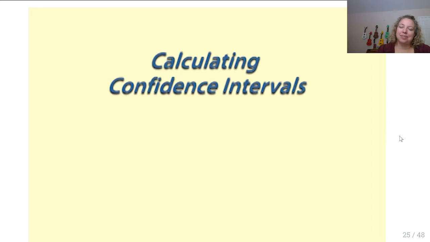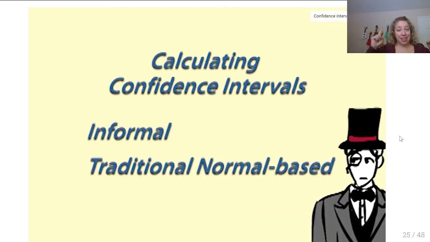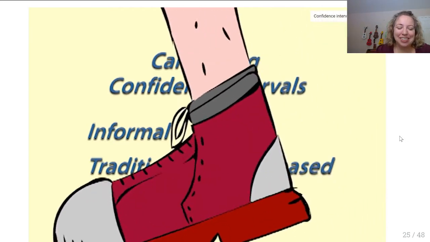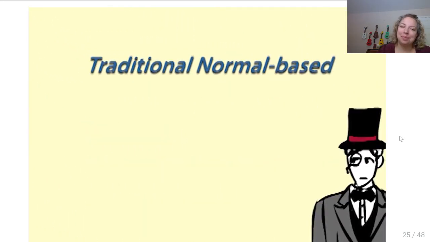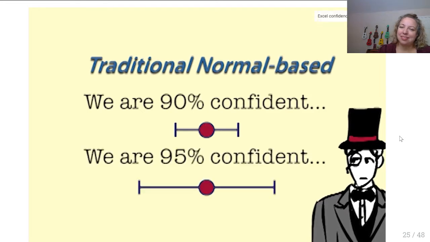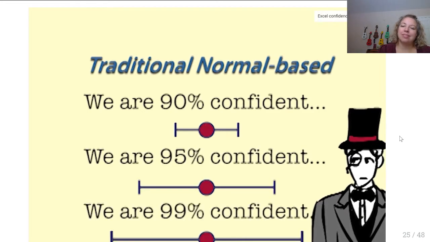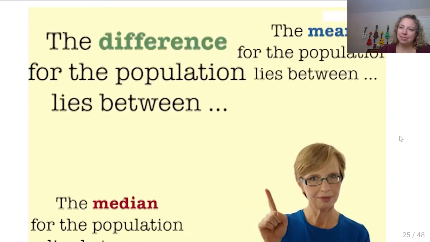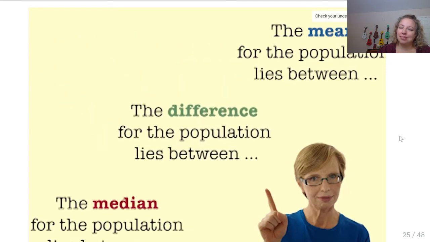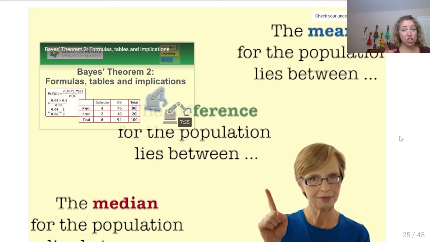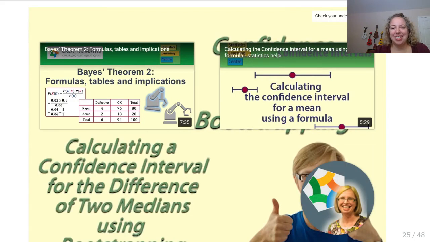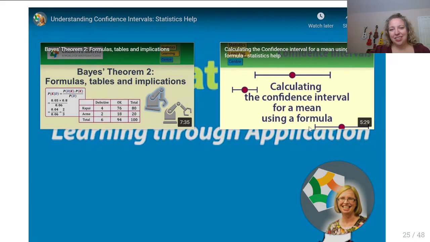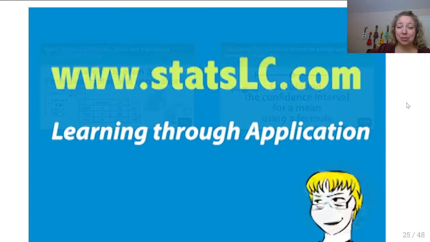There are several methods for calculating confidence intervals: informal, traditional normal-based formulas, and bootstrapping. When we use traditional confidence interval formulas, the stated level of confidence also affects the width of the confidence interval. All estimates of population parameters, such as means, medians, differences of means and differences of medians, should be expressed as confidence intervals. You can learn more about how to calculate confidence intervals in our other videos. And we will watch this other one because it's well done.